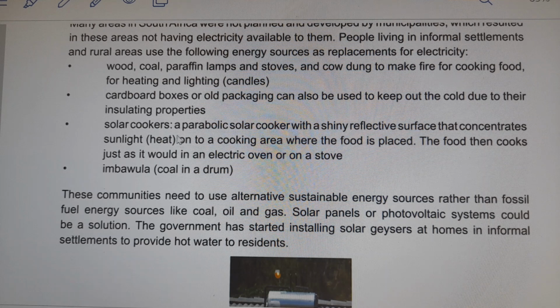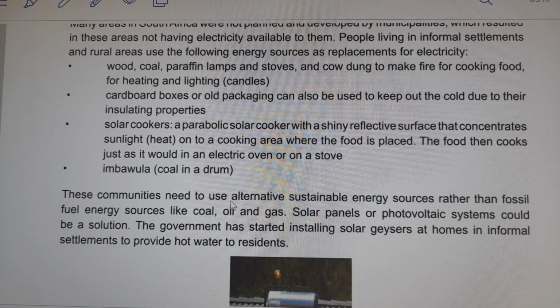The solar cookers, which is a parabolic solar cooker with a shiny reflective surface that concentrates sunlight onto the cooking area where the food is placed, and the food then cooks just as it would in an electric oven or stove. And they also use imbawula, which is a coal container that has been made with holes. Okay, that is imbawula. They use it to heat the rooms. So you must know the replacements that are used by people in informal settlements as the energy source.